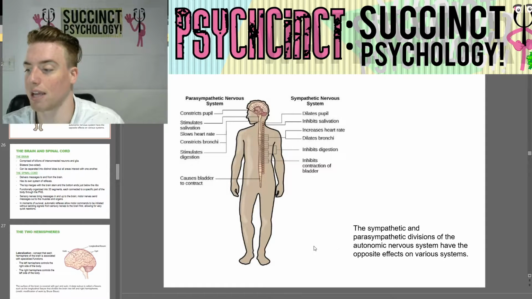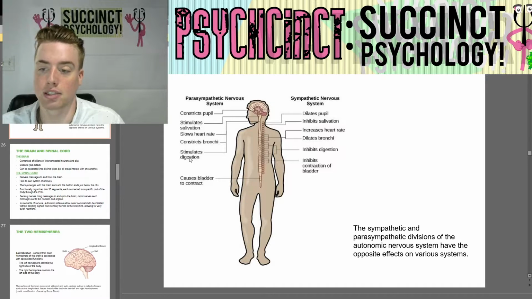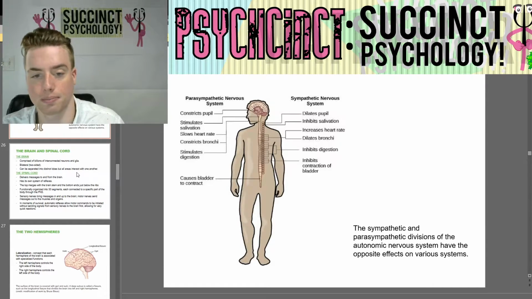The sympathetic and parasympathetic divisions of the autonomic nervous system have opposite effects on various systems. You can see from this little graph, the parasympathetic constricts your pupils, stimulates salivation, slows heart rate, constricts bronchi, stimulates digestion, and causes the bladder to contract, whereas the sympathetic does the exact opposite of each of those. So it dilates your pupil instead of constricting it. It inhibits your salivation instead of stimulating it, and so on and so forth.